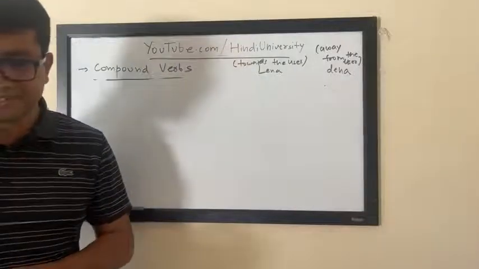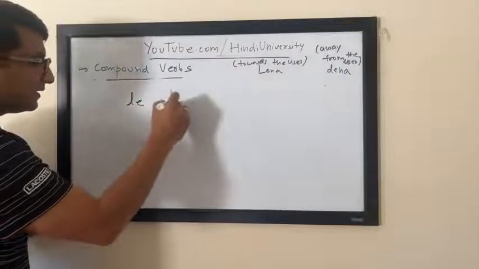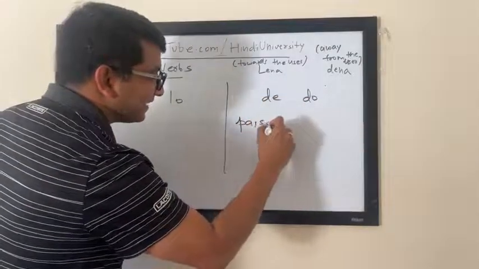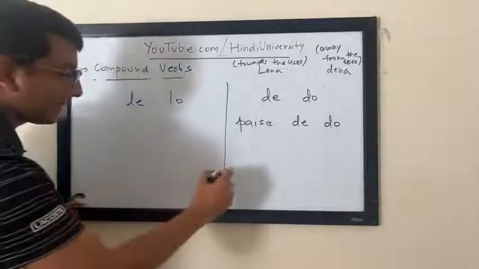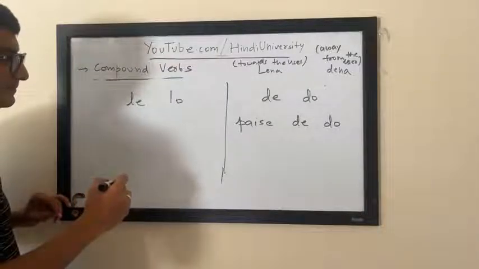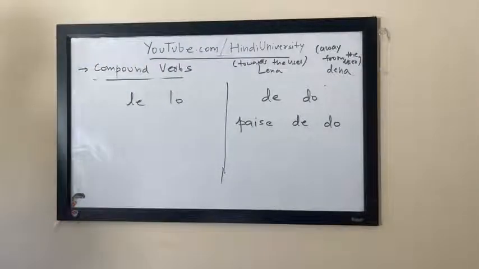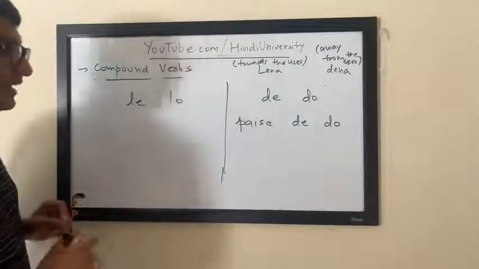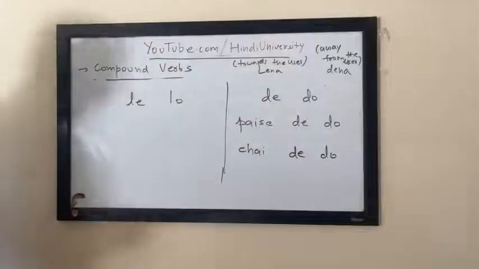Chanel ji, how are you doing? I'm good, thanks. You want to give us some examples of Lelo and Dedo? Paise de do. And what does it mean? Give me money. Okay, paise de do. And what else? I can't think of anything on this one. You're going blank. Okay. Think. What else can you think of? Chai de do. Okay, awesome. Anyone else?